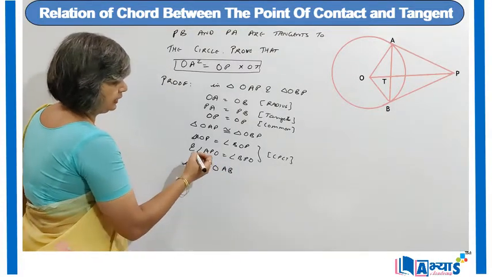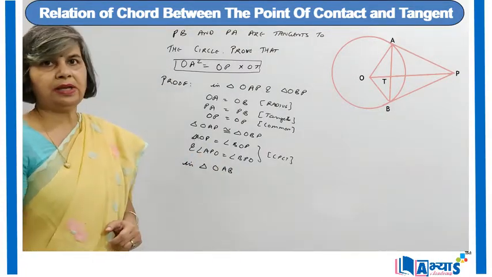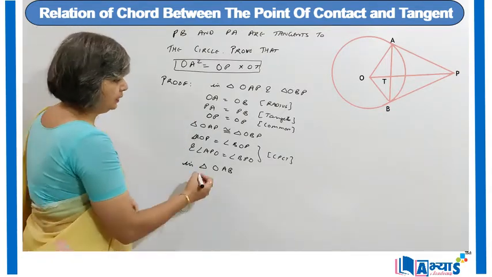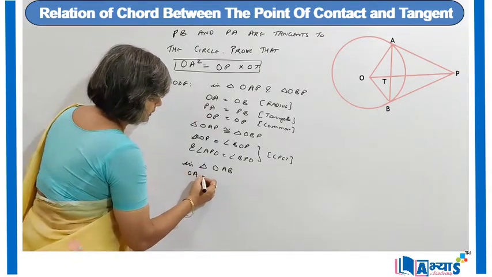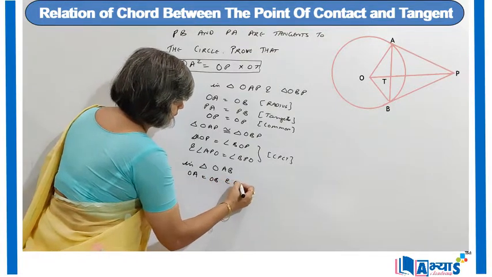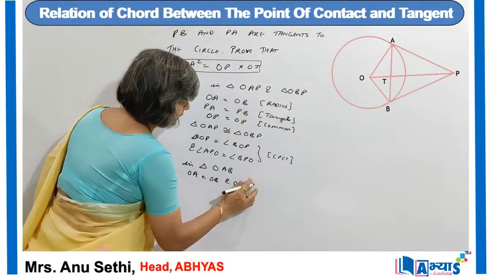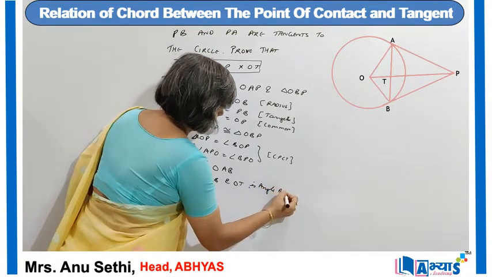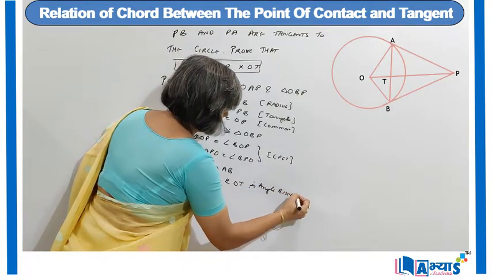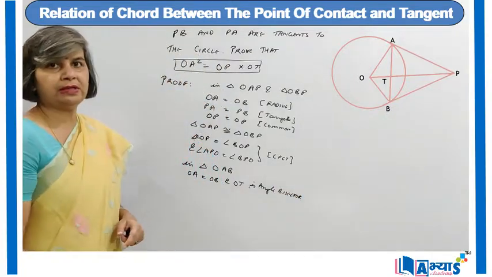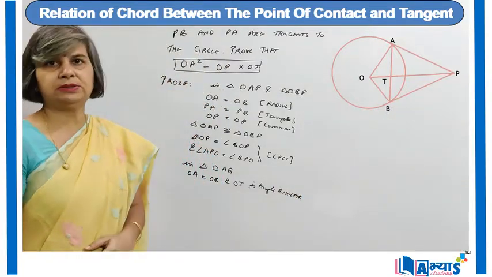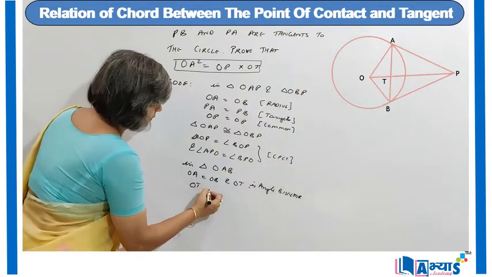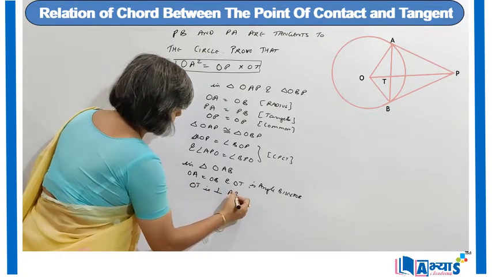Now in triangle OAB, we know that OAB is an isosceles triangle, because OA is equal to OB and OT is the angle bisector. And we know that in the case of an isosceles triangle, the angle bisector is the perpendicular also, so we can say that OT is perpendicular to AB.